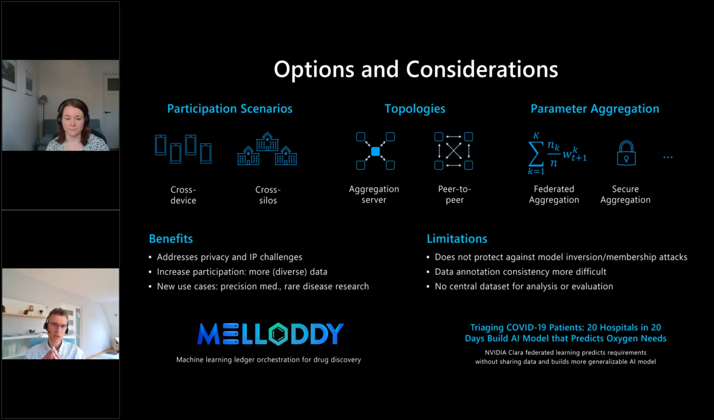In terms of topologies, in particular when it comes to enterprise scenarios, we have an aggregation server in the middle orchestrating the process. There are also serverless architectures possible, like peer-to-peer scenarios, but that's rare in those enterprise scenarios. But it's possible. When we look at parameter aggregations, we will take a closer look at these options in a minute. But maybe thinking about benefits and limitations in general.